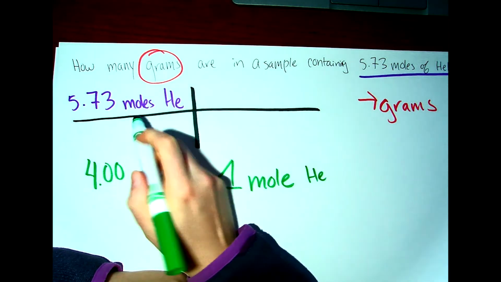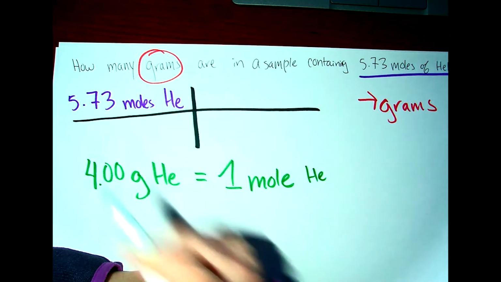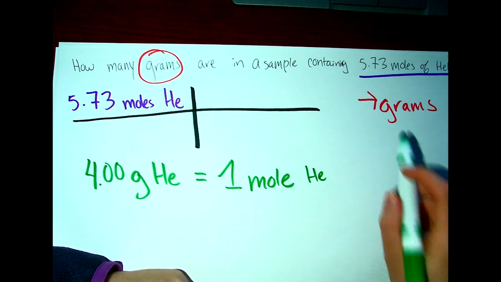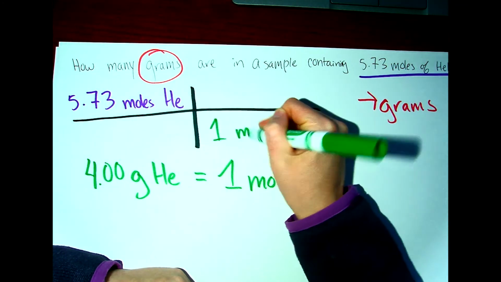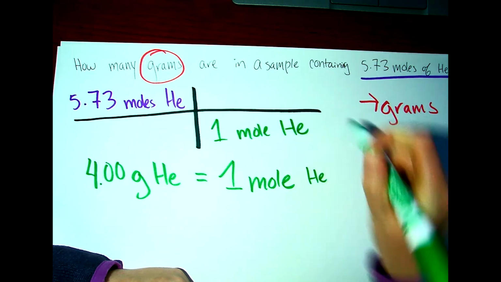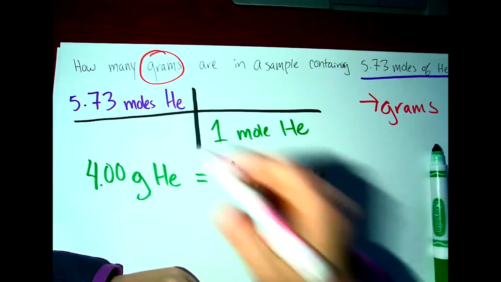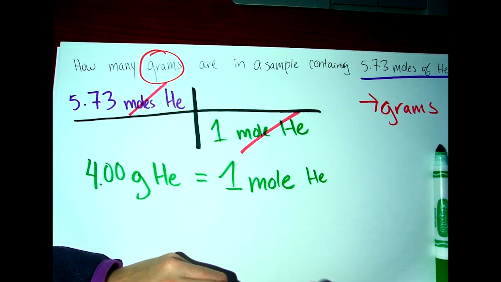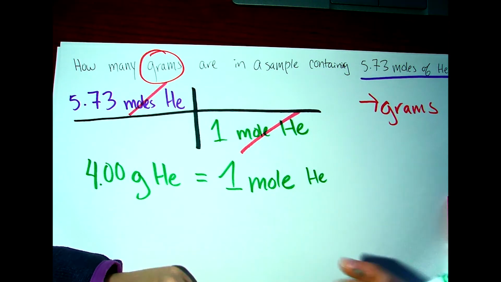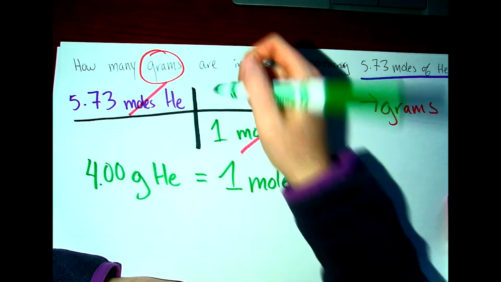So we started off with moles of helium. So in order for us to end up with grams, we're going to need to divide by moles of helium. So we'll go ahead and put 1 mole of helium on the bottom so that those two can cancel out. Moles of helium will cancel with moles of helium. Now we'll put the other part of our conversion factor, what it equals, right above it.